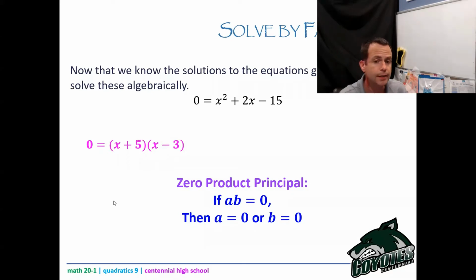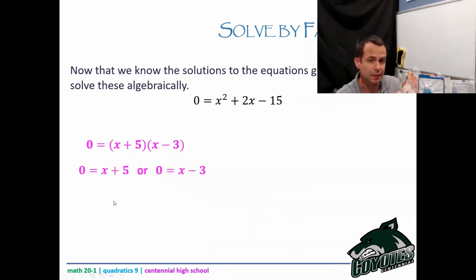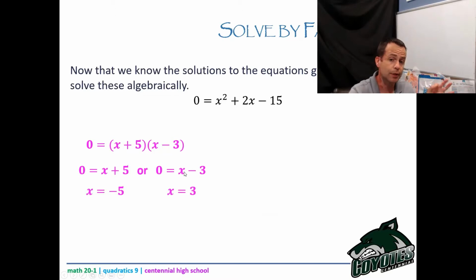So I'm gonna break this up into two different statements. I'm using the zero product principle here. So it says zero equals x plus 5, either this guy is my zero, or zero equals x minus 3, this guy is my zero. Either one of them are true, which means I'm gonna have two possibilities for answers here, okay? Well, if zero equals x plus 5, I just have to bring my 5 over and x would equal negative 5. If 0 equals x minus 3, I have to add 3 to both sides to get x by itself, x would equal 3. So algebraically, I've determined that my answers are x equals negative 5 and x equals 3.